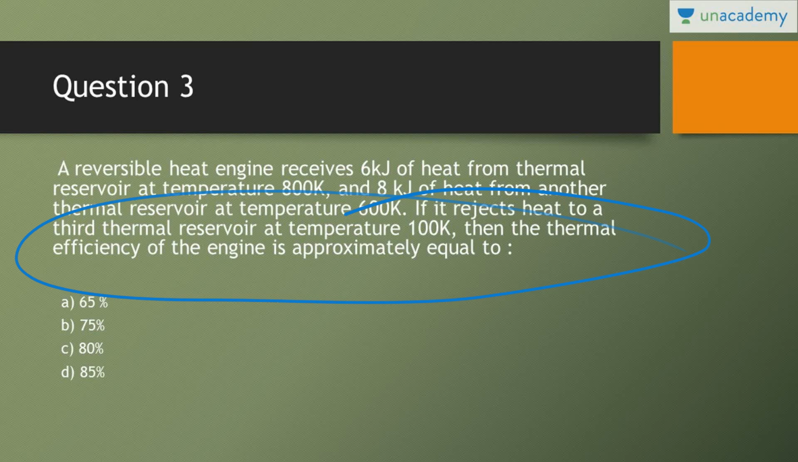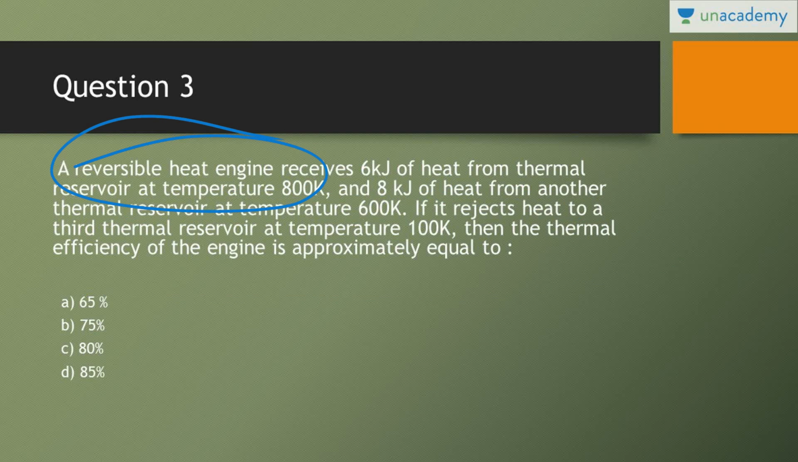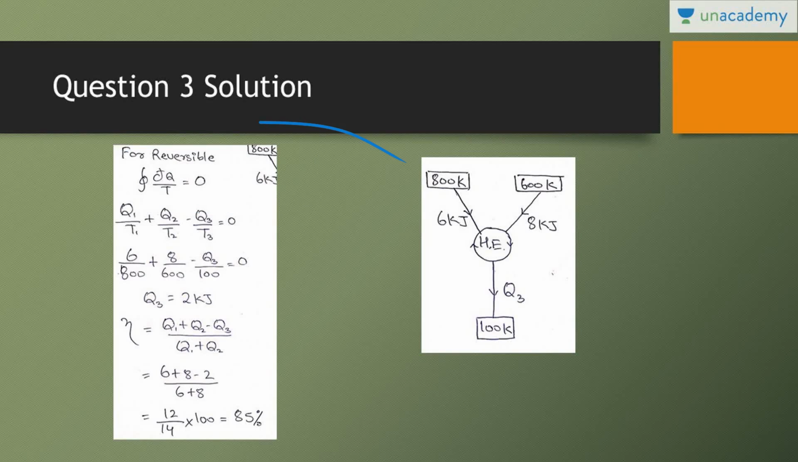See, if you remember the Clausius inequality, the cyclic integral of dQ by T is equal to 0 for a reversible heat engine. In this question, it is mentioned the heat engine is reversible. So in this particular question the heat engine is reversible, so heat input Q1 by T1. T1 is 800, heat input is 6 kilojoule. T2 is 600, heat input is 8 kilojoule, and Q3 heat is rejected at temperature 100. So Q1 upon T1 plus Q2 upon T2 minus Q3 upon T3 is equal to 0, because for a reversible cycle the cyclic integral of dQ by T is equal to 0.